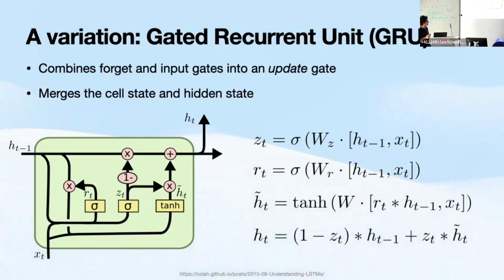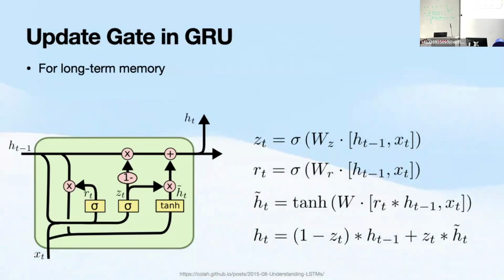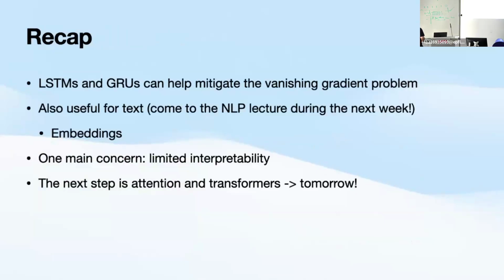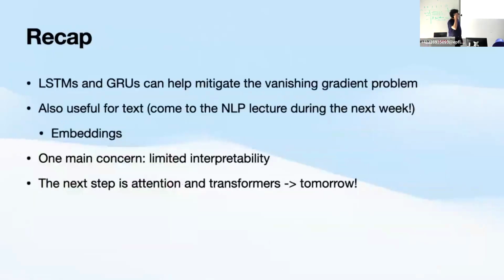Any questions? So basically, yeah, we have the reset gate that changes the hidden state, and the update gate, where we can metaphorically say it's for the long-term memory. So to recap, LSTMs and GRUs can help mitigate the vanishing gradient problem, but only mitigate it, not solve it.